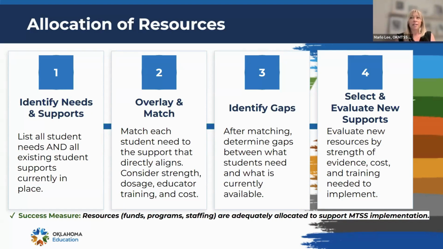So you want to identify needs and supports, and then overlay and match. Match each student need to the support that directly aligns. So actually looking at your students and saying, okay, what are our needs? How many students do we have with disability? How many students do we have with EL? Do we have anybody to provide EL supports? What about your gifted students? What supports are in place for that, and where do you need to?